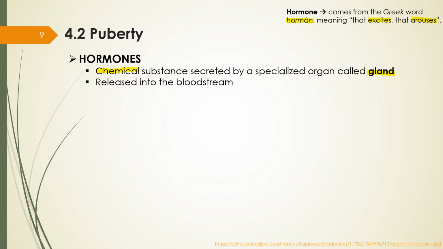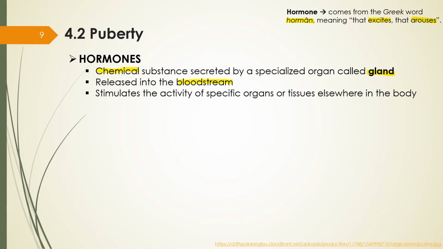And when these glands release these hormones, they are released into the bloodstream and then travel through your body to the specific part. When it reaches the specific part, it stimulates the activity of specific organs or tissues. So when the gland produces these hormones, they are released into the bloodstream, and they travel through your body until they reach the specific organ or tissue where they need to work, okay?